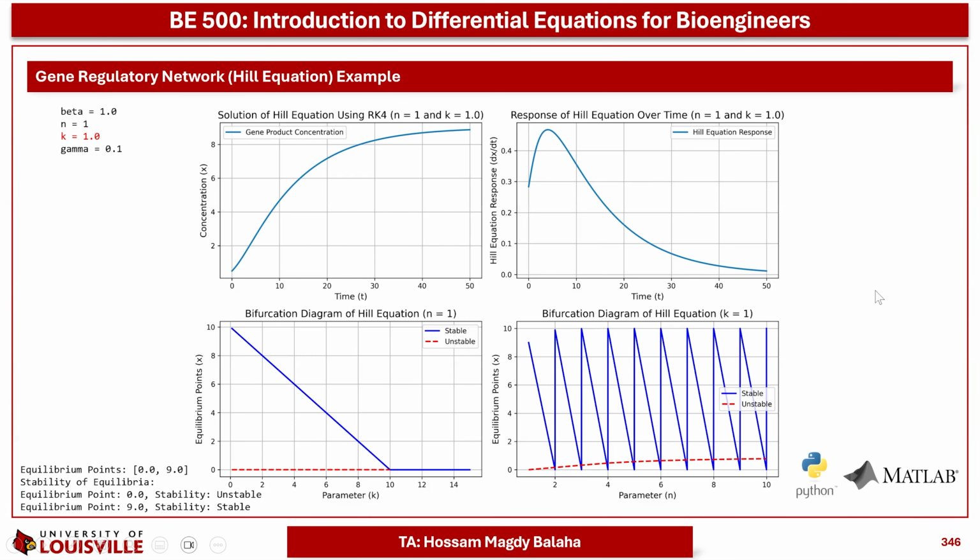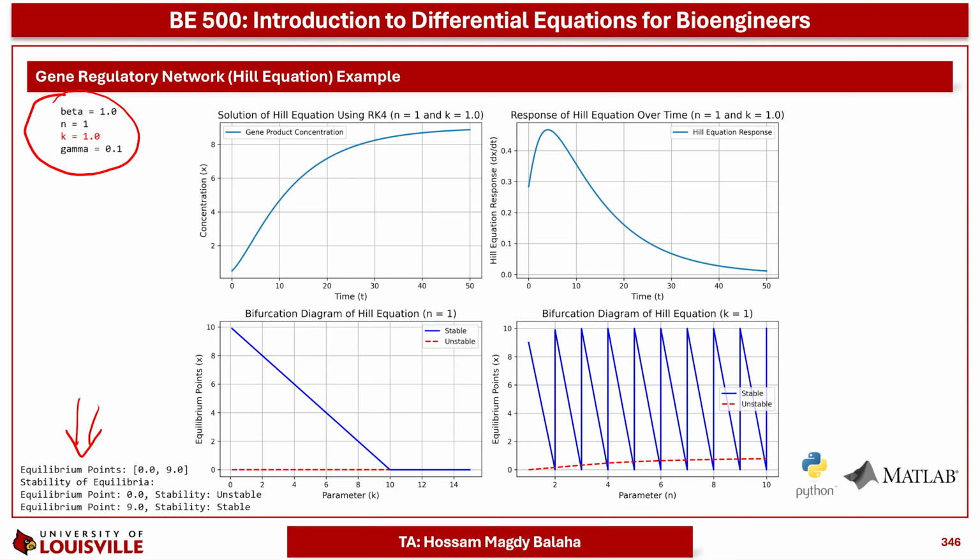If you execute the code, you will find something like that based on these given parameters. Beta is 1, n is 1, k is 1, gamma is 1.1. You will get two equilibrium points. One is 0, one is 9. 0 is unstable and 9 is stable.